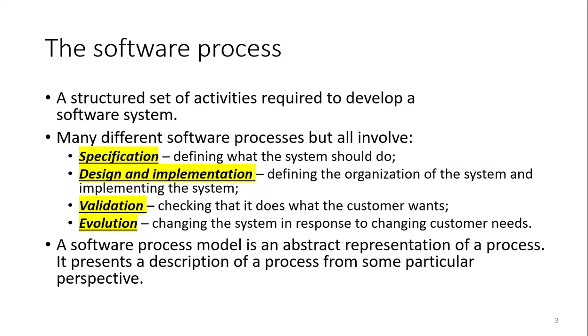A software process is a structured set of activities required to develop a software system. There are many different software processes, but all involve these four things in common. First is the specification. We define what the system should do. This means we must have a specification, or we can say software requirement specification. Design and implementation: defining the organization of the system and implementing the system.